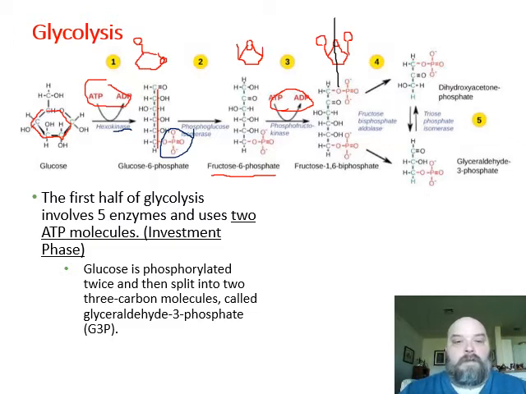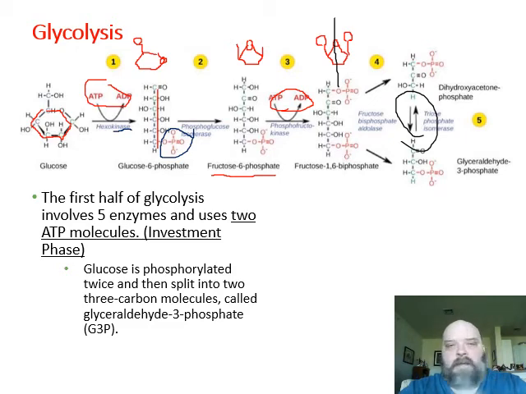So, glucose 6-phosphate, fructose 6-phosphate, fructose 1,6-bisphosphate, and then becomes the 2 halves. Now, notice here, the two halves are not exactly the same. Okay, glyceraldehyde 3-phosphate, dihydroxyacetone phosphate. Turns out, one has the phosphate on carbon 1, the other has the phosphate on carbon 3.